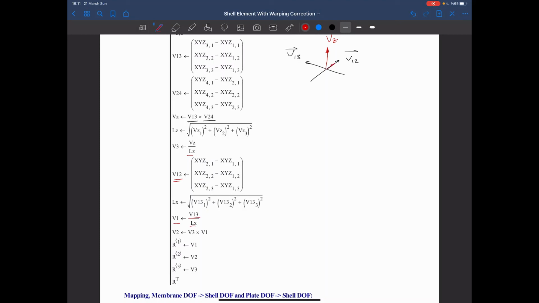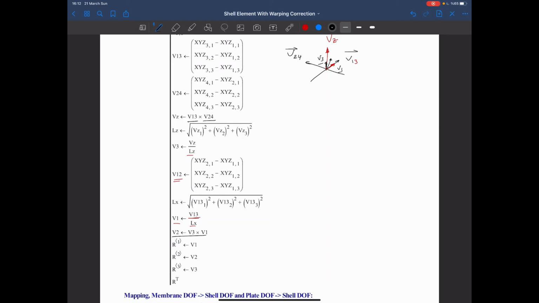So we have... I should correct this. This confuses me. This should be V13. This should be V24. And this is our V1 direction. This is the V3 direction. And then V2 is simply calculated by cross producting V3 with V1.